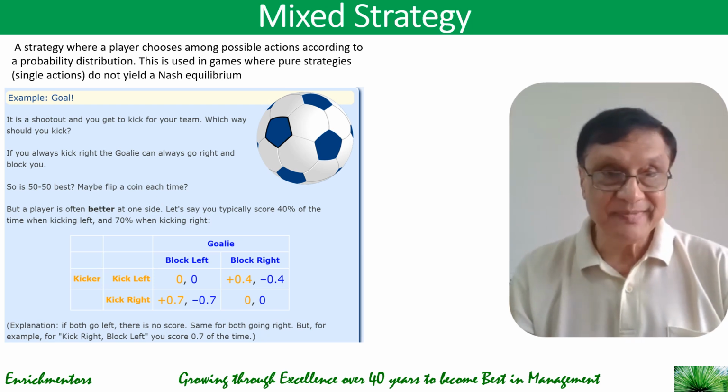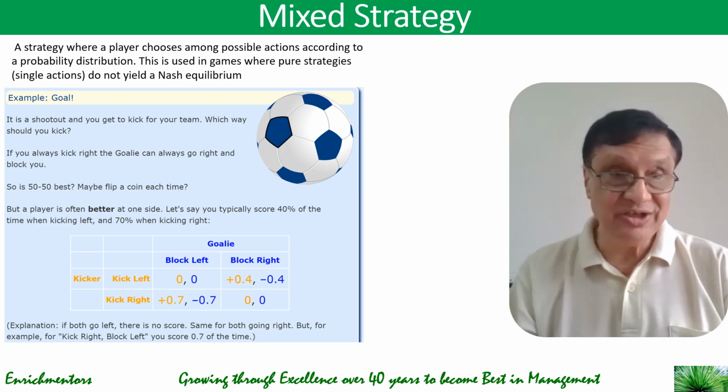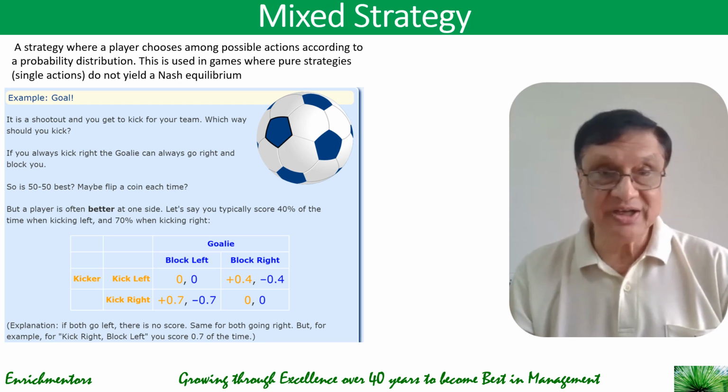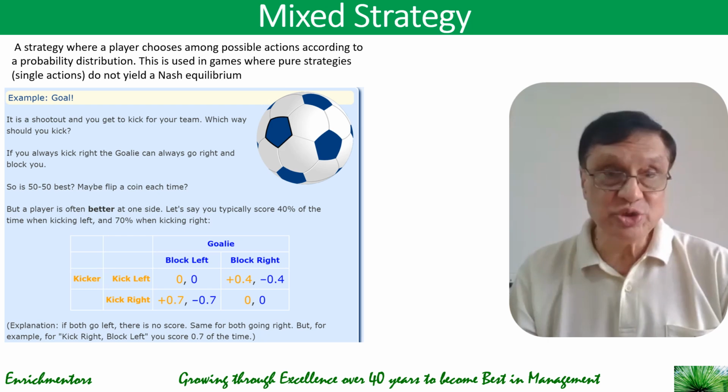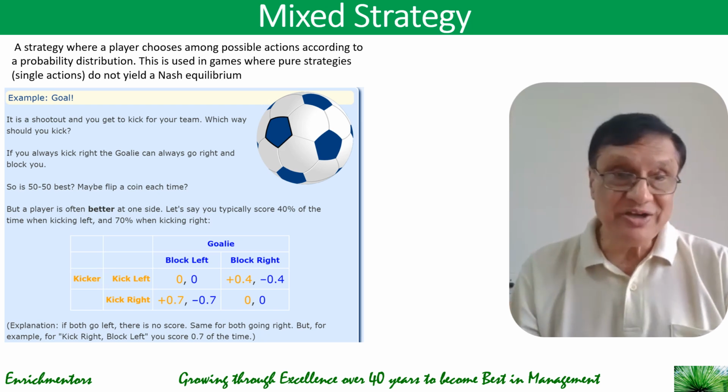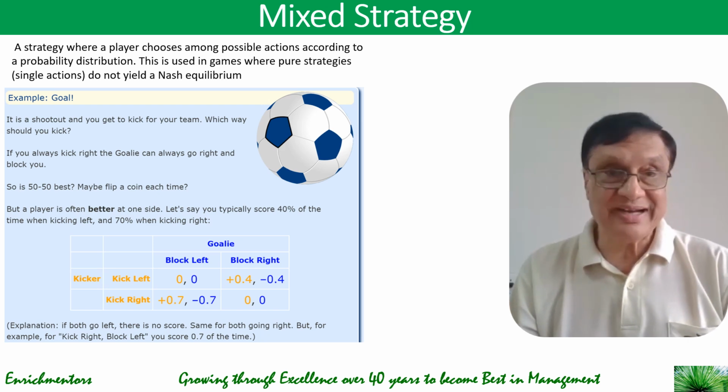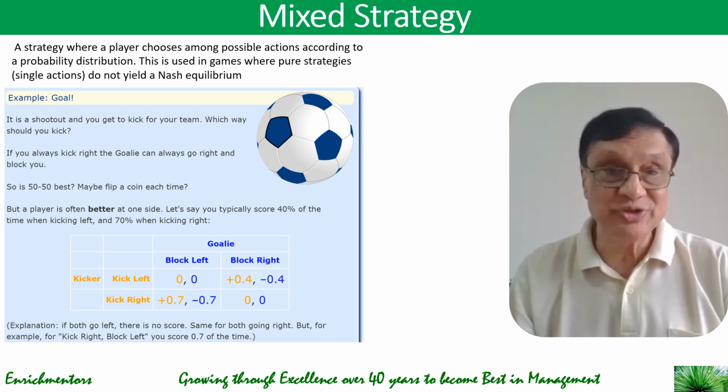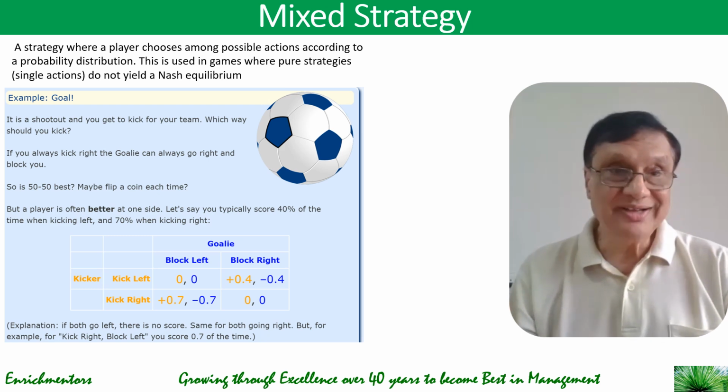If you kick left and the goalie blocks, obviously you get nothing. Your scores are in orange, the goalie's scores are in blue, so you get nothing. Now, if you kick left and the goalie goes right, there's a 40% probability of you scoring, so your score is 0.4. Similarly, if you kick right and the goalie goes right, he or she blocks it and you get a 0, as in orange. But if you kick right and the goalie goes left, then there's a score of 0.7, because 70% of the time you're kicking right and you're hitting the goal. So that's what the game is.